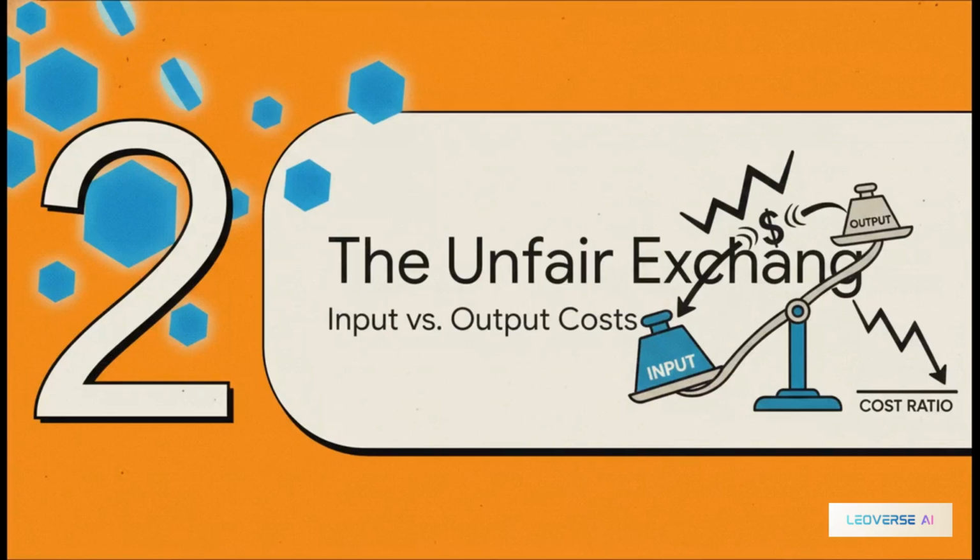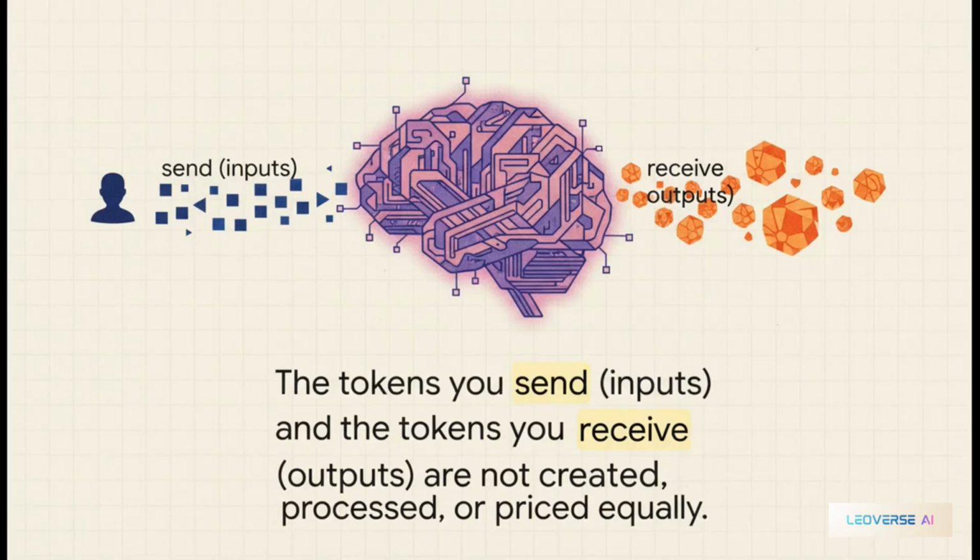All right, so we get what tokens are, but now we have to talk about the economics of it all. Because in the AI economy, the exchange rate is, let's just say, anything but fair. And this is the part you absolutely have to remember. The tokens you send to the model are valued completely differently than the tokens the model sends back to you. They are not the same, not in how they're processed, and definitely not in how they're priced.